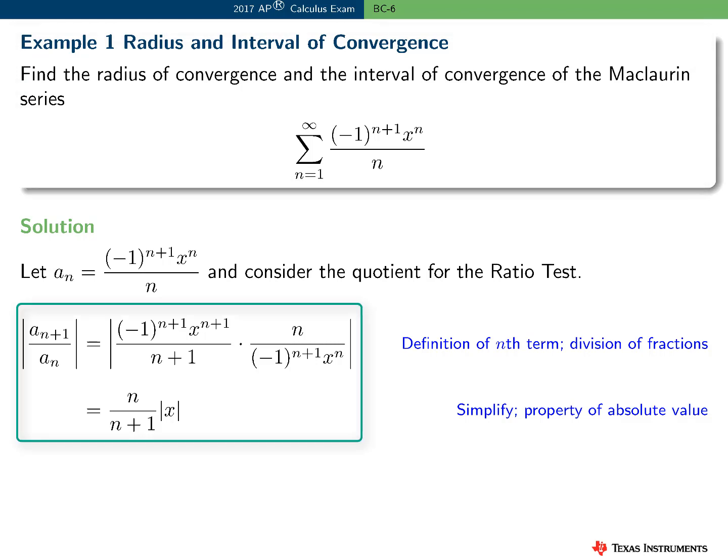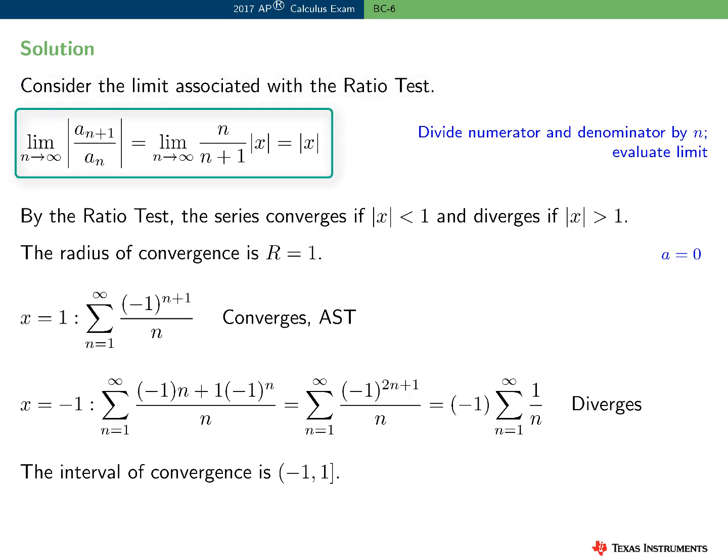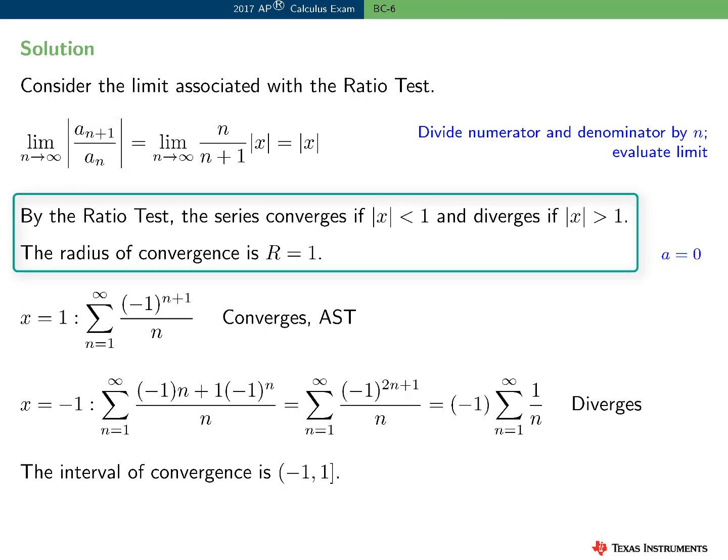I'll be using the ratio test, but I'll split the process up into two parts. First, I'll find and simplify the absolute value of the ratio a sub n plus 1 divided by a sub n. Next, I'll consider the limit as n goes to infinity of this simplified ratio, and the limit is the absolute value of x. So, by the ratio test, this series converges if the absolute value of x is less than 1, and diverges if the absolute value of x is greater than 1. And therefore, the radius of convergence is r equal 1.